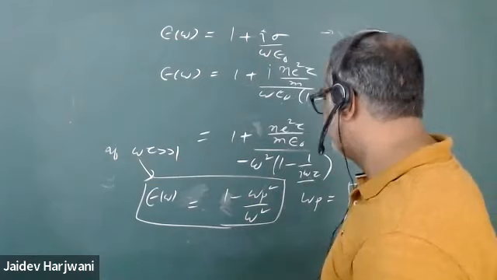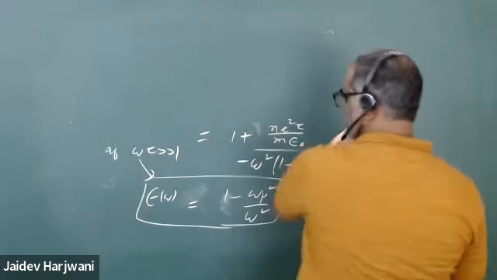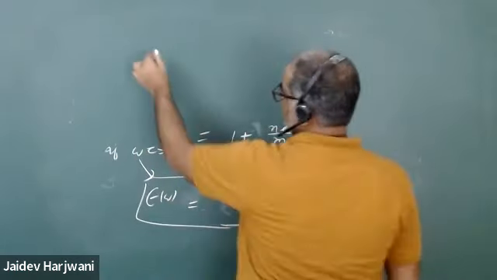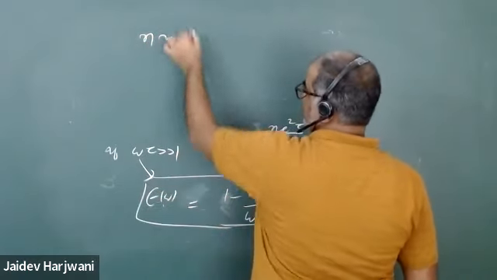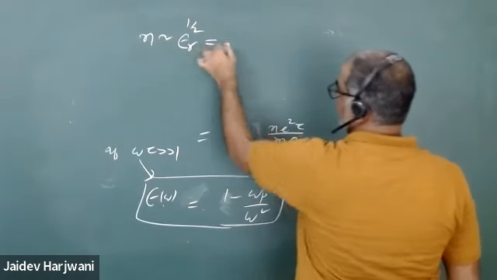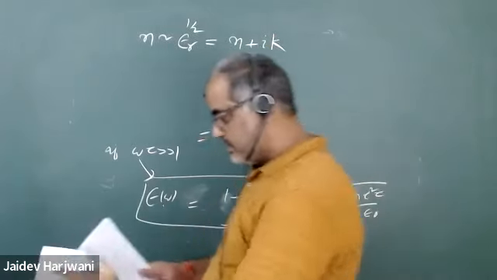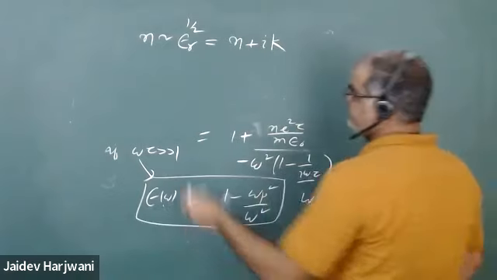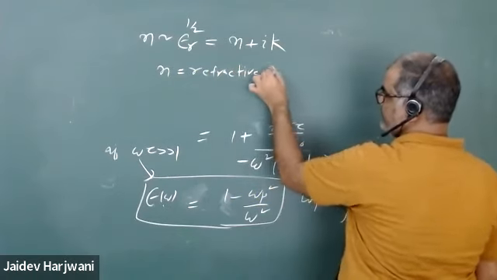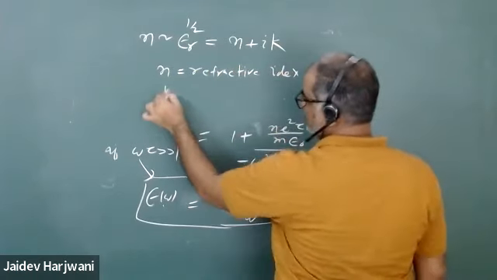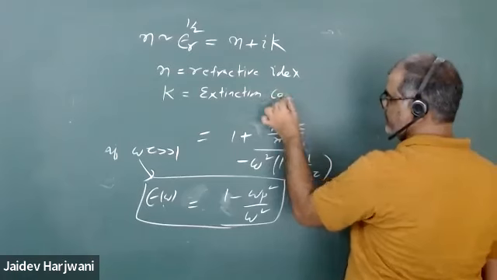Now I have the expression for the dielectric constant, and you know that the refractive index is approximately half of this one, the permittivity. I can also write this as n plus iκ, where n is the refractive index and κ is your extinction coefficient.